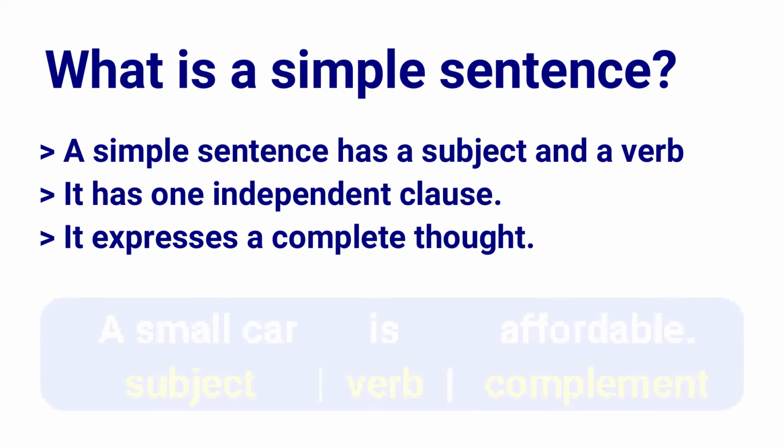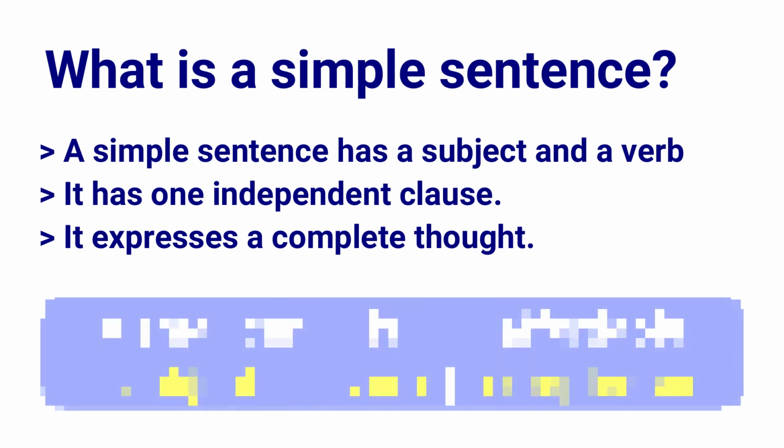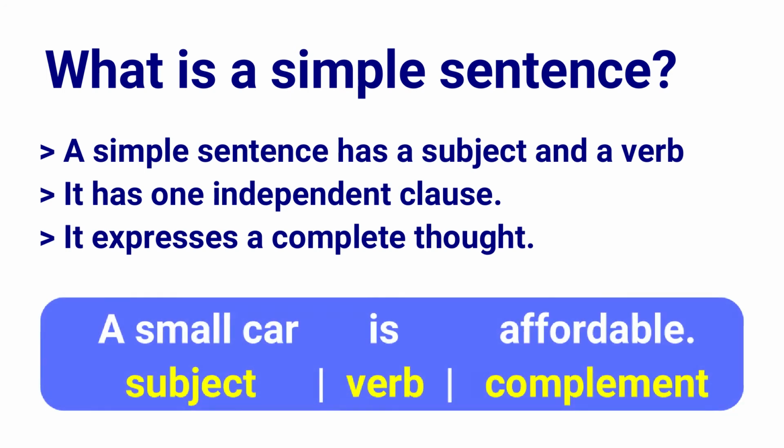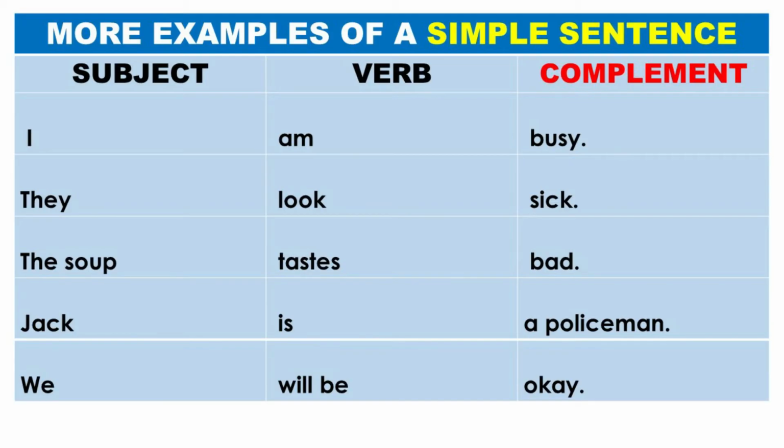For example, on my birthday, I want a small car. A small car is affordable. A small car is the subject, is is the verb, and affordable is a complement, which means it completes or finishes the sentence. This example is an independent clause. Why? Because it makes sense. We understand it. We understand it because the idea or thought is complete. That's a simple sentence.